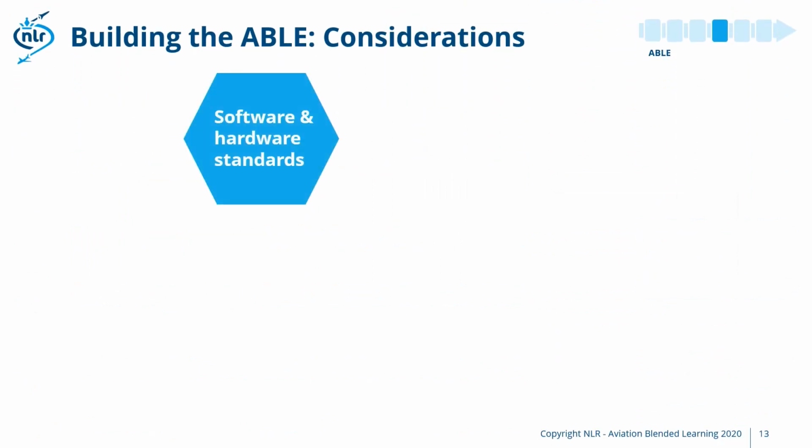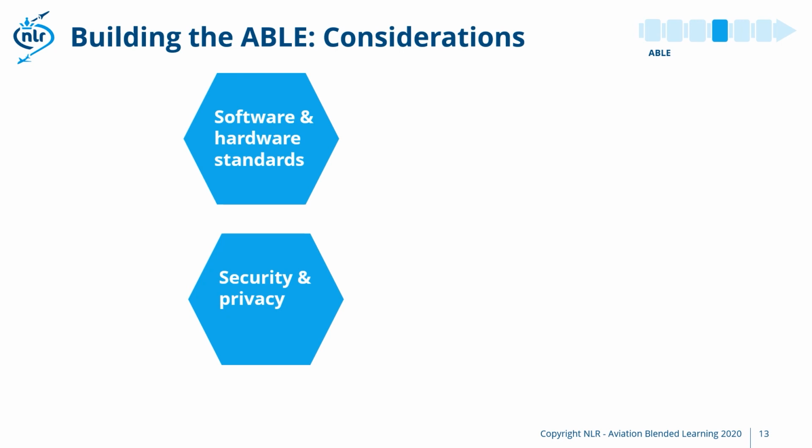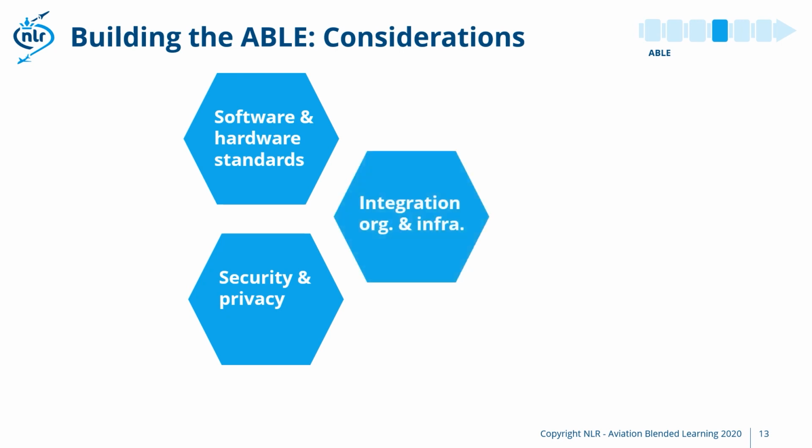There are several considerations to take before actually implementing the ABLE, and this also echoes what Andy Mitchell was saying about the quality requirements for training devices. The things you have to consider are the soft and hardware standards, like ISO, and also you have to take into account the security and privacy standards, which are a big thing nowadays. The integration within the organization and the infrastructure, like buildings and networks, have to apply towards the ABLE environment.